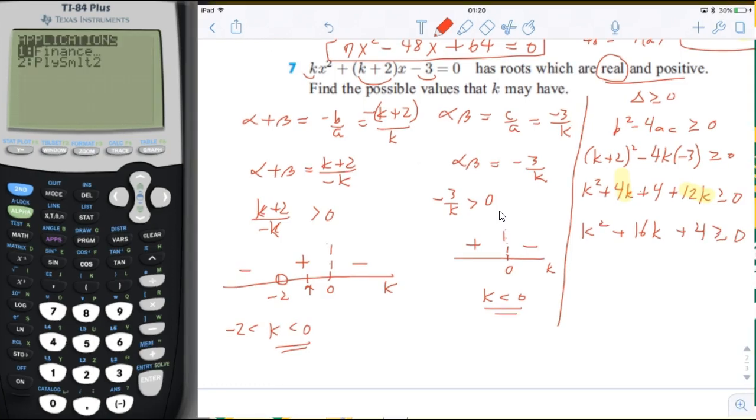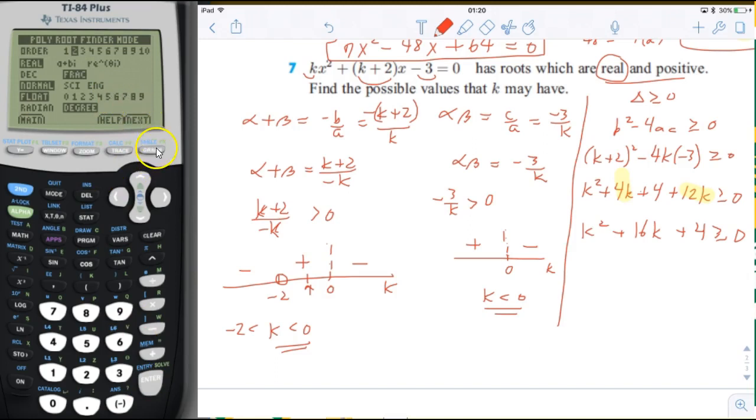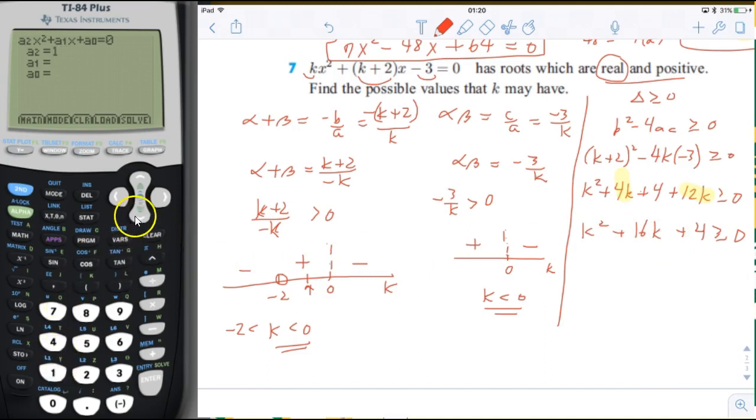So this actually does not have real roots, so you can't factor it. So why don't we do the quadratic formula? In fact, why don't we just use poly-SMLT, because you already know how to use the quadratic formula. We can't waste any time on quadratic formula. So the coefficients are 1, 16, and 4. So we put 1, 16, and 4.